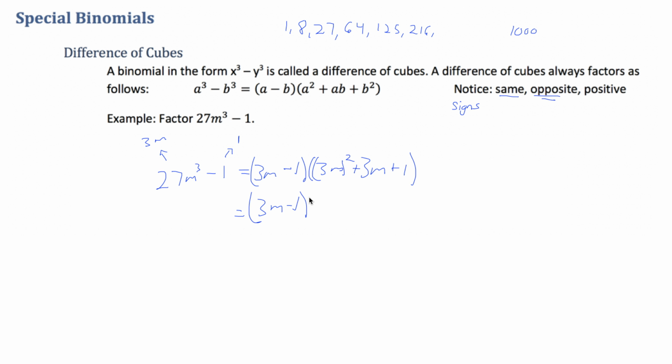So 3m squared is 9m squared plus 3m plus 1. And notice again those signs: same as the original, opposite of the negative, and then positive. So make sure you know this. You'll see in the next slide that we're actually going to have the exact same terms here for the sum of cubes. It's just that the signs will be different. So no a, b, a squared, ab, b squared.